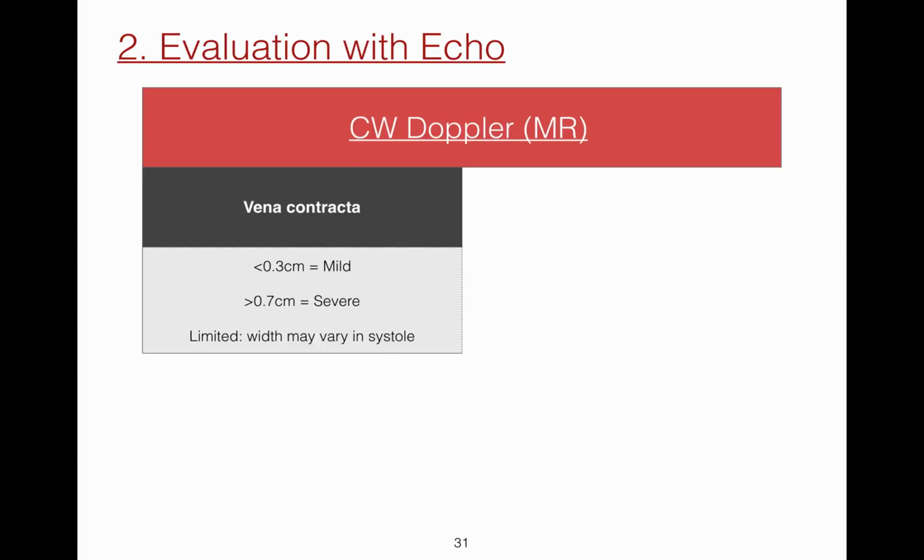The vena contracta is the narrowest segment of the regurgitant jet immediately above the mitral valve, measured using color Doppler from the parasternal long axis view. The vena contracta correlates with the width of the regurgitant orifice.